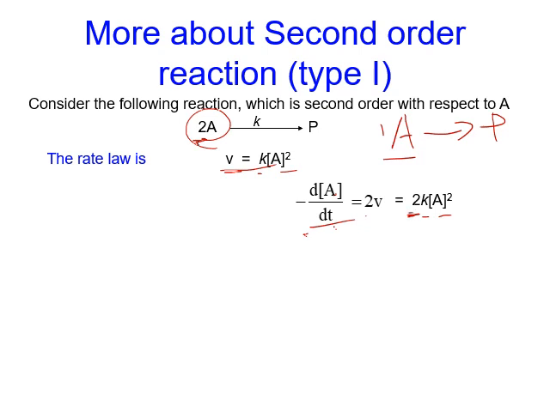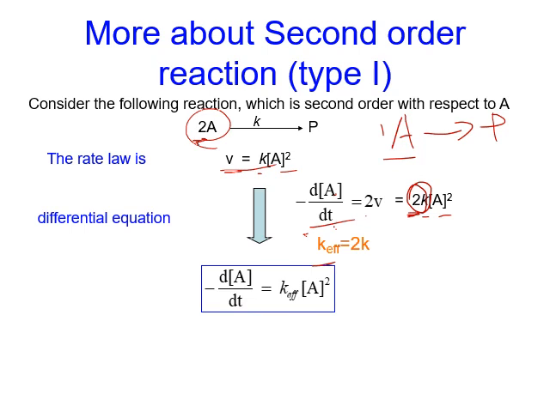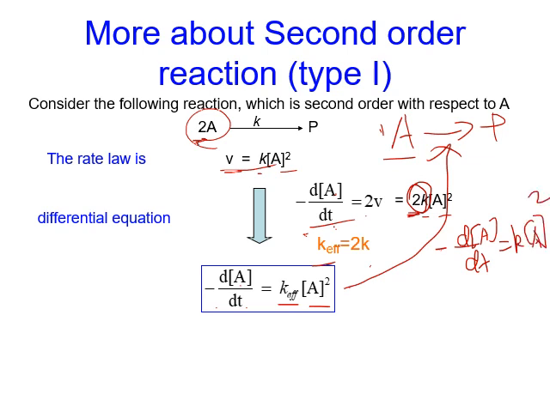Now if we combine 2 times k together and give a constant called k effective, then we have a differential equation: negative d[A]/dt equals k effective [A]^2. Now this is the same as the case where the coefficient is 1, where the differential equation is negative d[A]/dt equals k[A]^2. So they have the same format, except this is a rate constant, this is an effective rate constant.